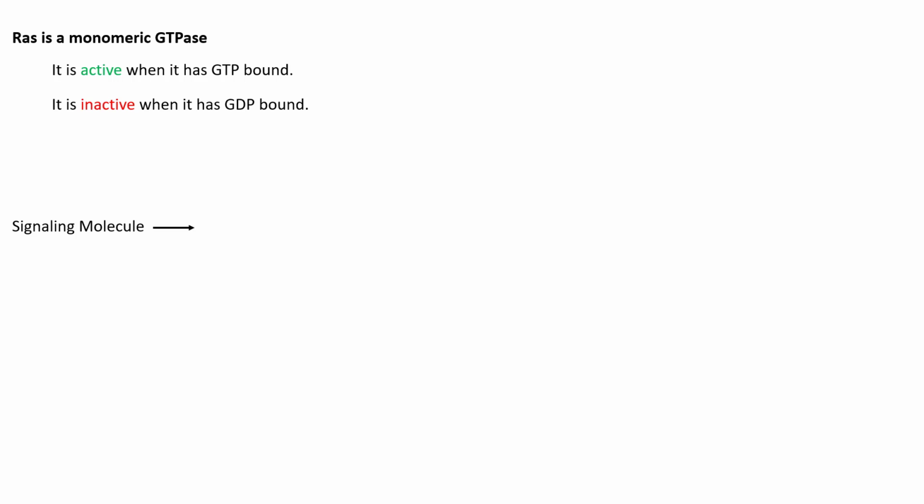RAS is a monomeric GTPase. It is active when it has GTP bound. It is inactive when it has GDP bound. A signaling molecule activates RTK, receptor tyrosine kinase, which then goes on to activate GRB2, which then goes on to activate SOS, a RAS-specific GEF. SOS activates RAS.